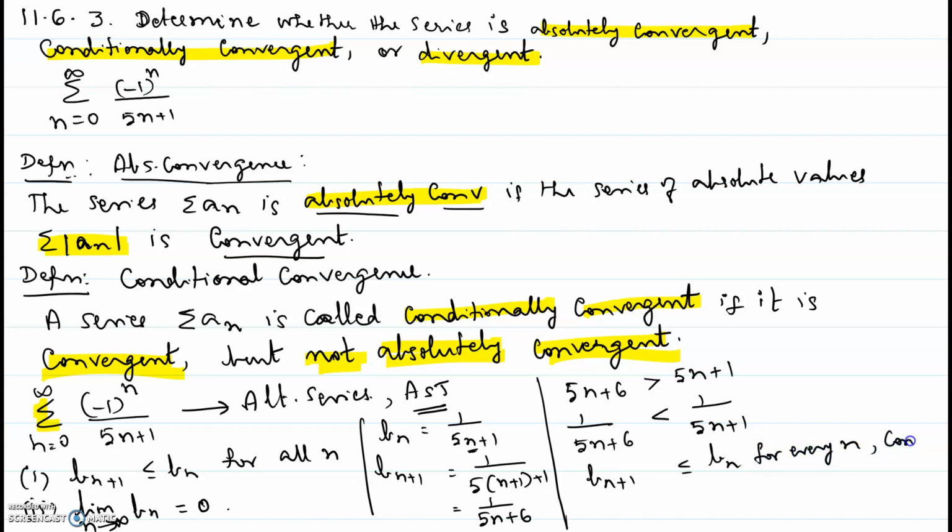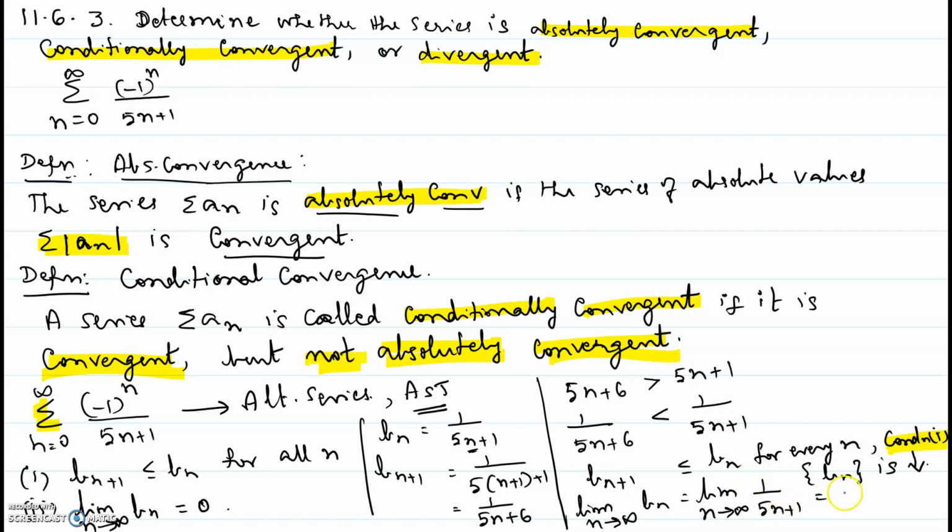This is pretty much condition 1. This is the way we prove that the sequence bn is decreasing. This also means sequence bn is decreasing. That is condition 1. We proved condition 1. Then condition 2 is to establish that the limit as n approaches infinity of bn is, bn being just 1 over 5n plus 1, the limit as n approaches infinity of 1 over 5n plus 1.